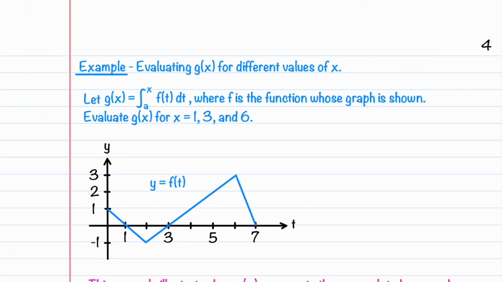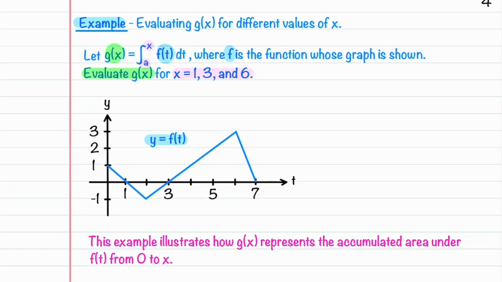We're going to walk through an example where we are going to find the accumulated area under a function. We're going to let g of x equal the integral from a to x of f of t dt, where f is the function whose graph is shown. Down here we can see what f of t looks like. We are going to find the accumulated area by evaluating g of x for the values x equal to 1, 3, and 6.